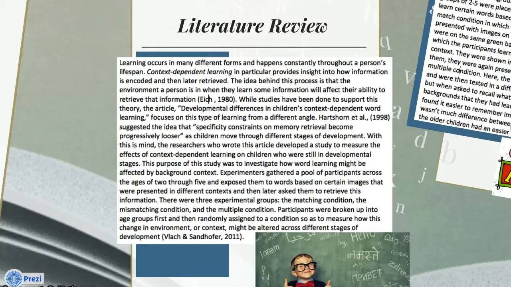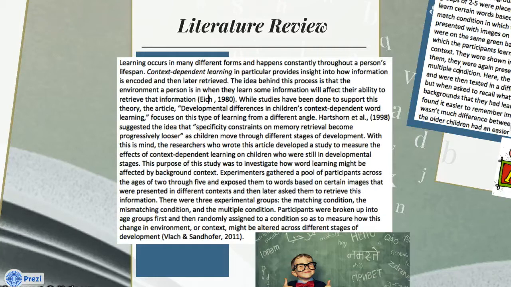While studies have been done to support this theory, the article, Developmental Differences in Children's Context-Dependent Word Learning, focuses on this type of learning from a different angle. Hartshorne suggested the idea that specificity constraints on memory retrieval become progressively looser as children move through different stages of development. With this in mind, the researchers who wrote the article developed a study to measure the effects of context-dependent learning on children who were still in developmental stages.